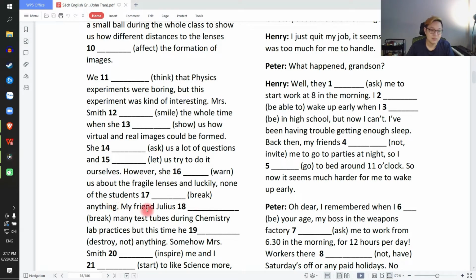Broke anything. Number 18. My friend Julius broke many test tubes during chemistry lab practices. Or you can say my friend Julius used to break, if you want to say this is a past habit, very bad past habit.